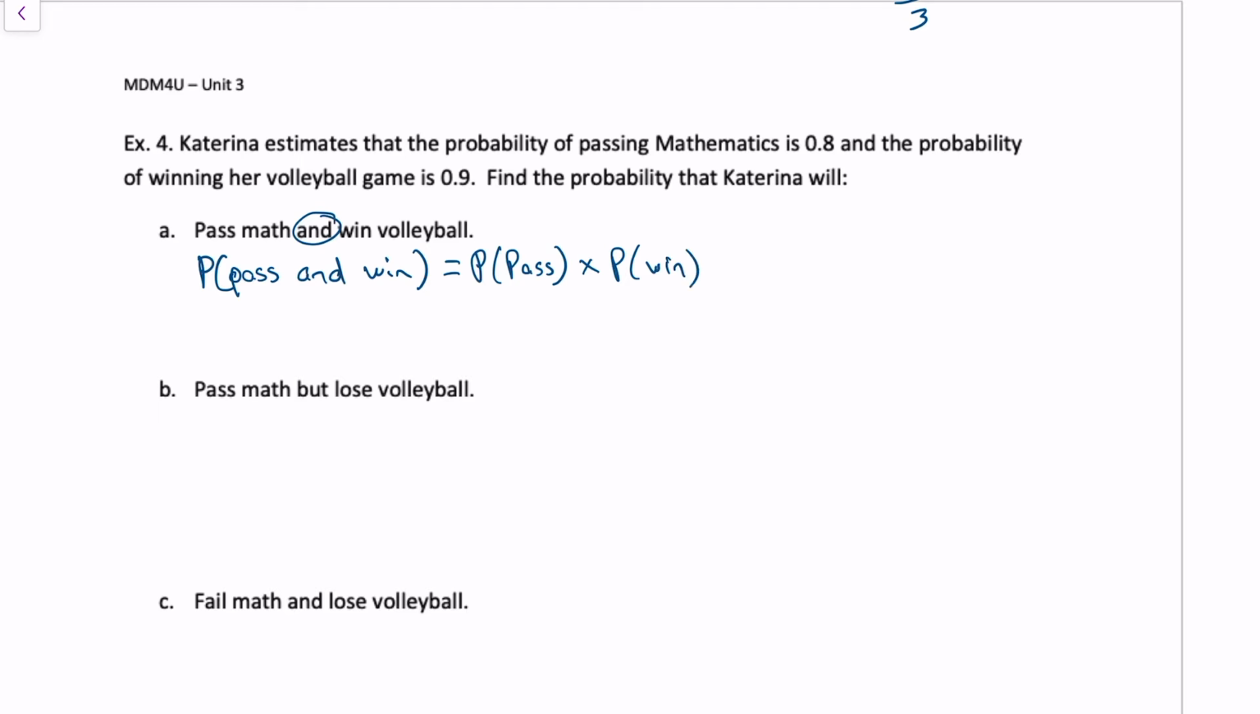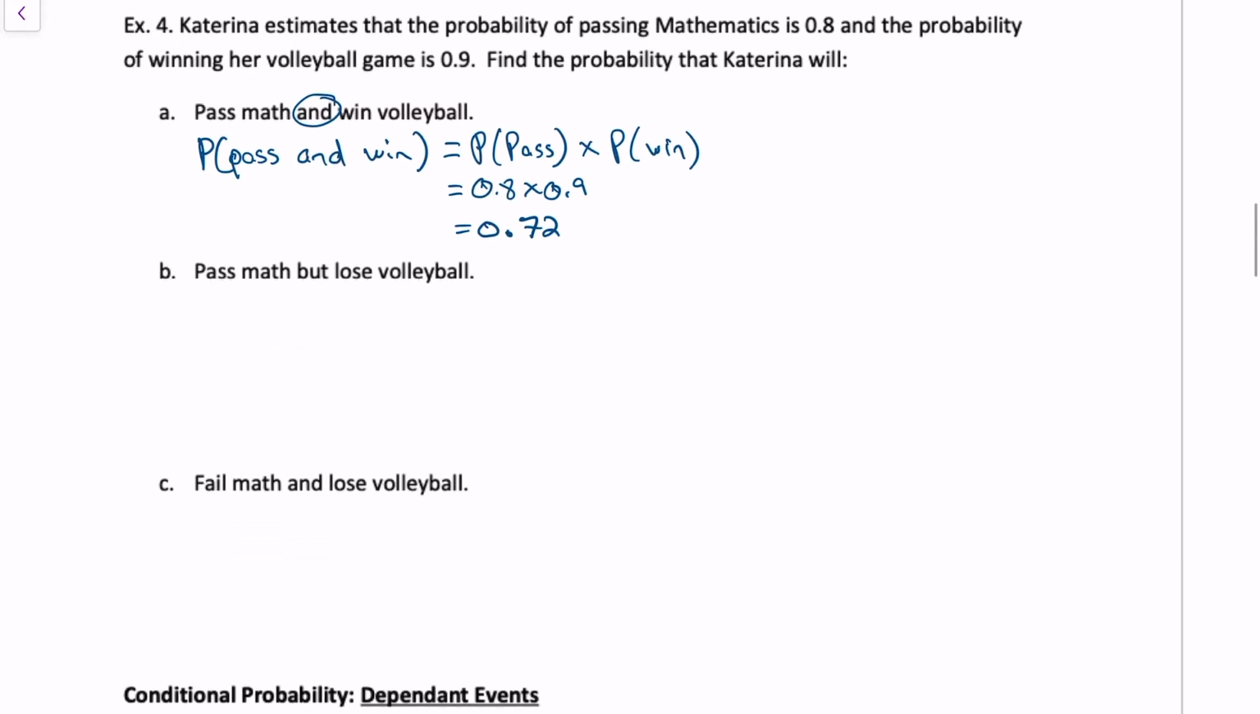So every time you multiply by another chance of something happening, your overall chances start to go down. If I take the probability of pass, which is 0.8, times the probability of winning, which is 0.9, there's less of a chance that both of those things happen. So if we multiply those together, we're down to 0.72.